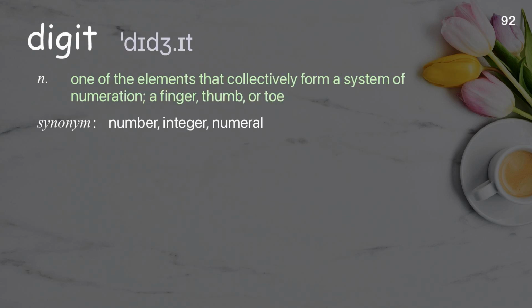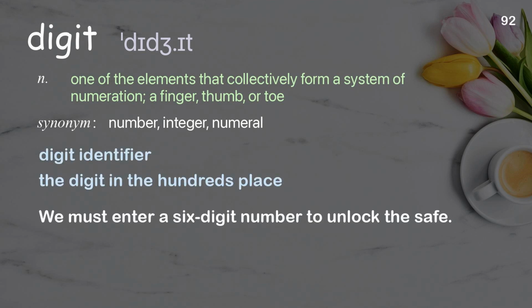Digit. One of the elements that collectively form a system of numeration; a finger, thumb, or toe. Examples: Digit identifier. The digit in the hundreds place. We must enter a 6-digit number to unlock the safe.